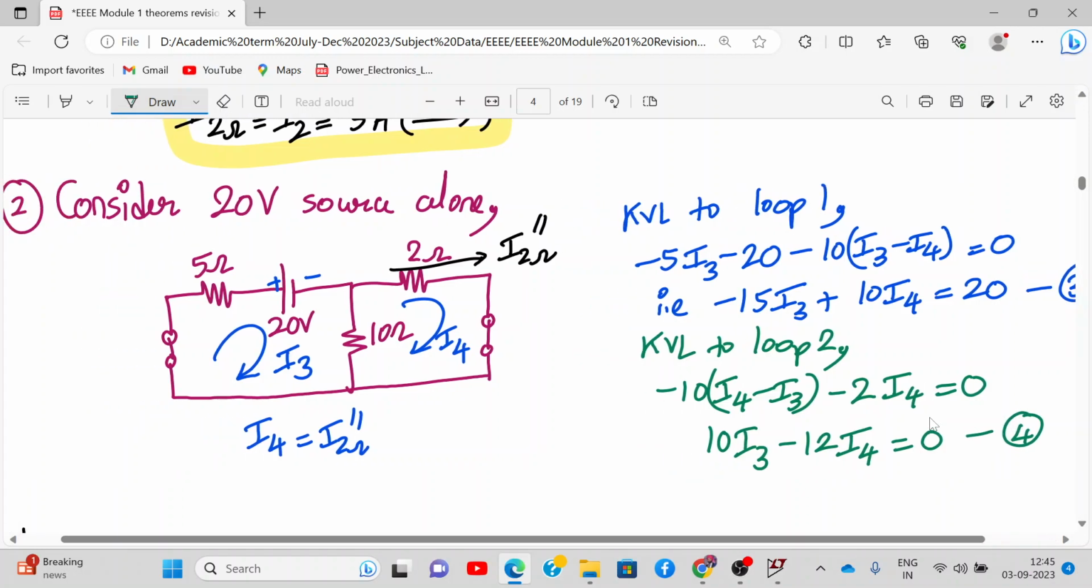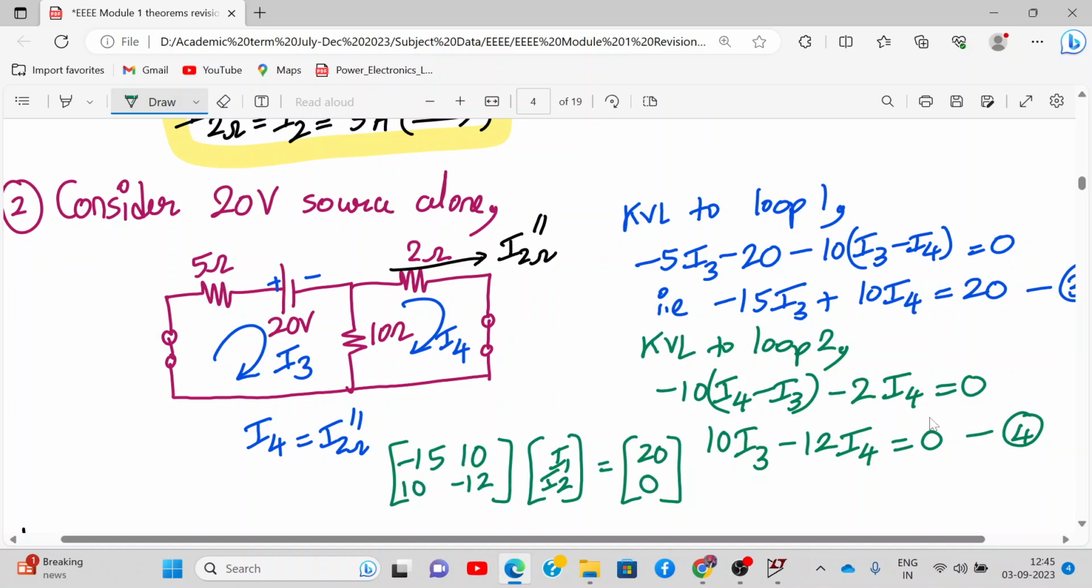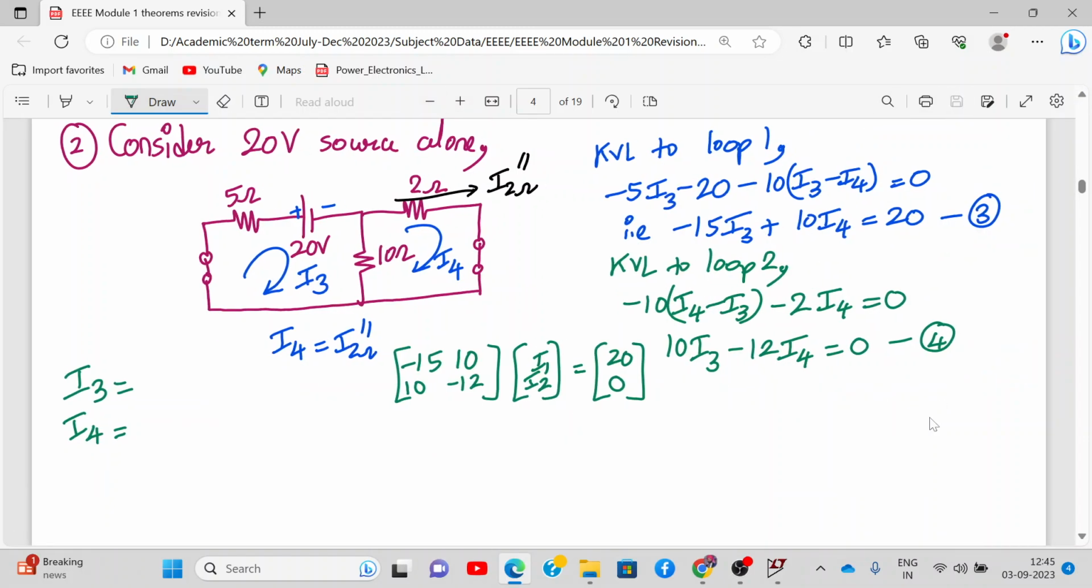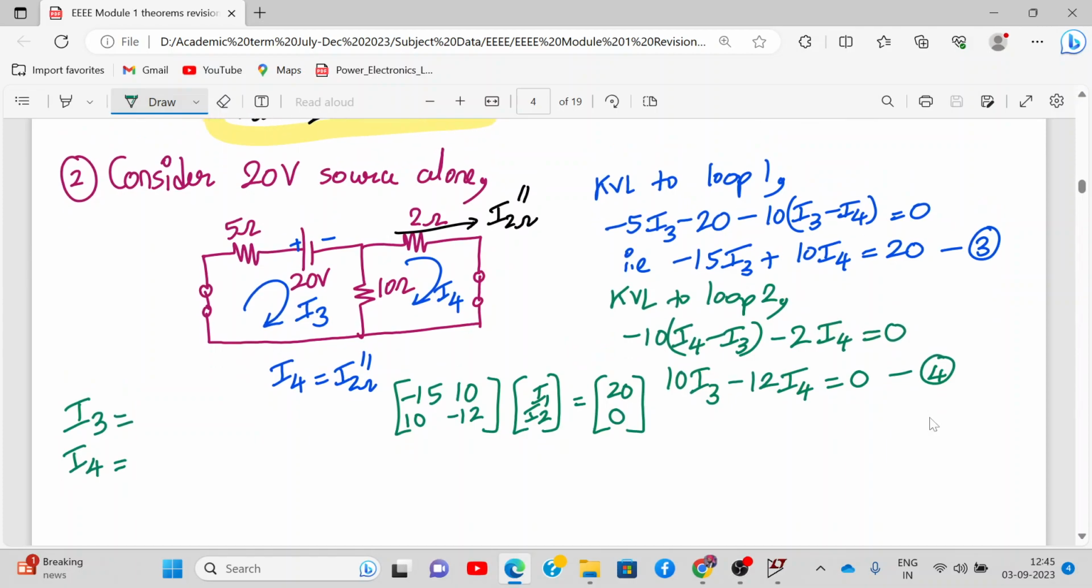Now we put it in the matrix form. It will be minus 15, 10. This is I3 and I4, and here is the right hand side. 10, minus 12, 0. So solve this and let me know the value of I3 and I4. So I'll wait for your answers. You have to tell me the value of I3 and I4.